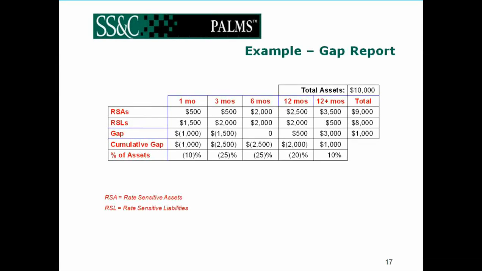This slide is a depiction of how a gap report might be demonstrated. For instance, in the first monthly time bucket, we see that there is a gap of a negative 1,000 between the rate-sensitive assets and liabilities. In 6 months, we see that they're on par and offset each other equally. Then on 12 months and afterwards, we see that there is a positive gap of 3,000. This report is very critical for managing cash flows over the horizon, so that there are no unnecessary surprises.